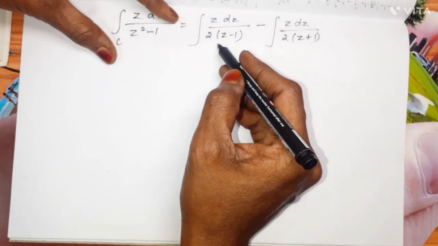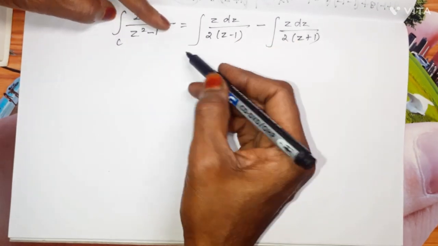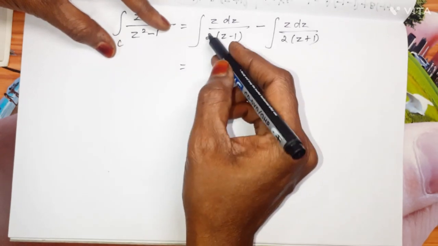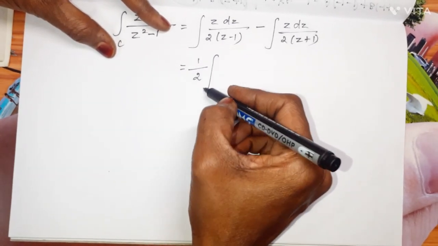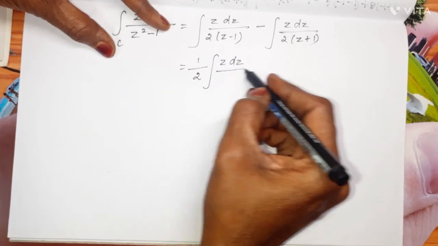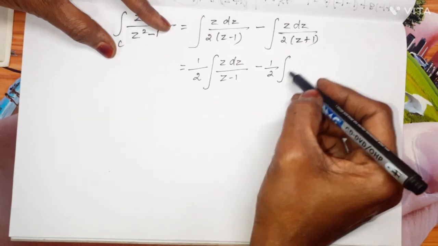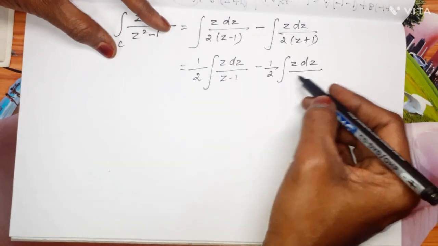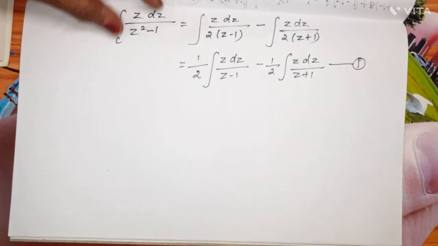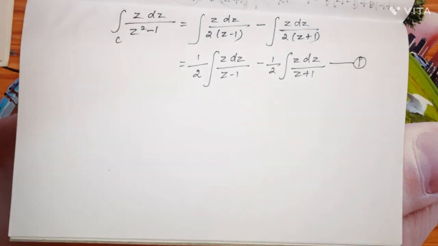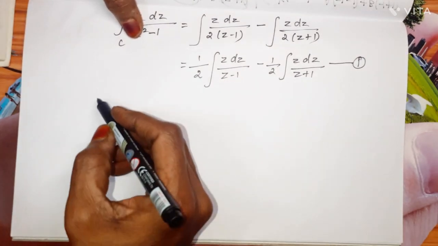Okay, so now we have to use Cauchy integral formula for these terms separately. Before that, 1 by 2 is a constant, so I can take it outside. So 1 by 2 integral z dz by z minus 1 minus 1 by 2 integral z dz by z plus 1. Let me take this as equation number 1. Now we are going to find these two integrals separately.